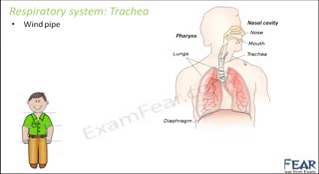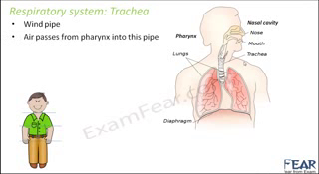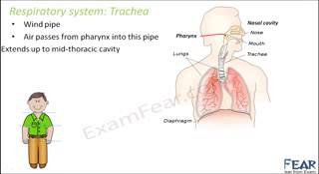Now the esophagus is called the food pipe. Similarly, the trachea is termed the wind pipe because it carries the air. So air passes from the pharynx into this pipe. This portion was the pharynx. From the pharynx it passes through the trachea. So this structure which you see is the trachea.